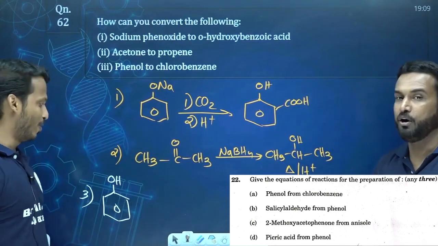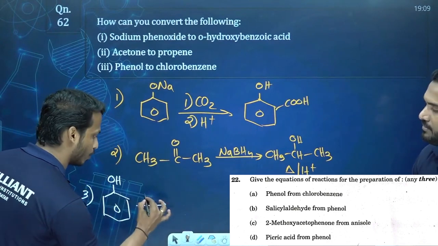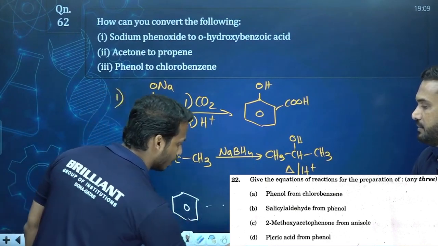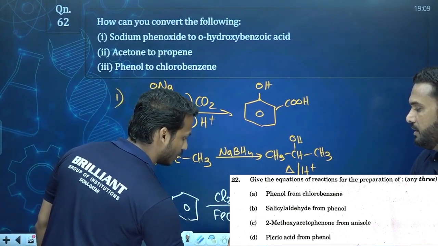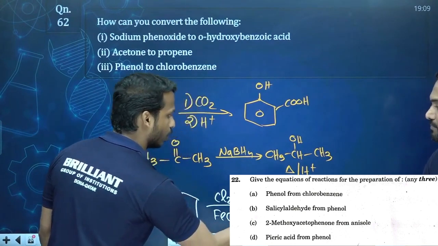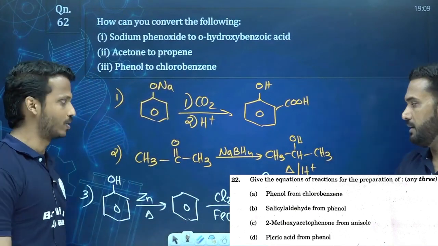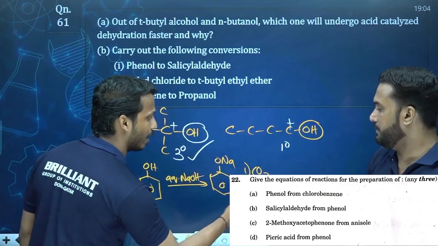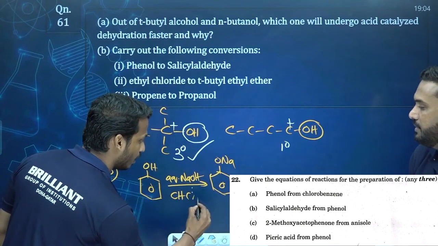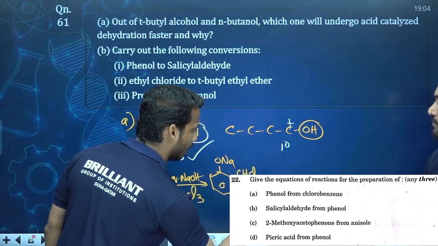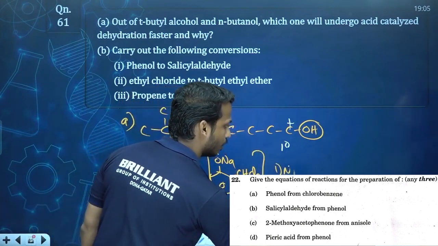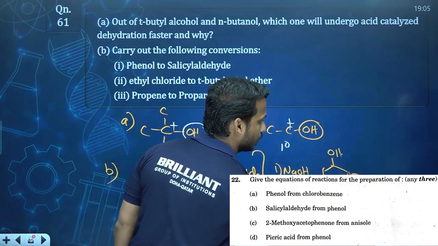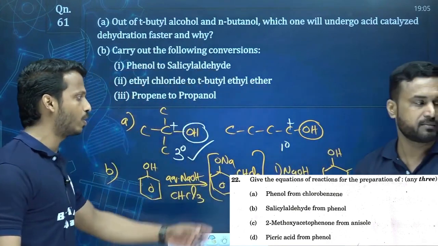Phenol to chlorobenzene is another one, very simple one. First we can just remove the OH group, right? That oxygen we can remove. With zinc dust and heat we will get benzene, to which we can bring chlorine with FeCl3 or AlCl3. We can get chlorobenzene. But they're asking for salicylaldehyde, right? So salicylaldehyde means we can go for the Reimer-Tiemann reaction. First we can treat with CHCl3, and we can get the CCl2 intermediate. Then we can treat with NaOH and lastly H plus. We can get OH and CHO, ortho-hydroxybenzaldehyde or salicylaldehyde.